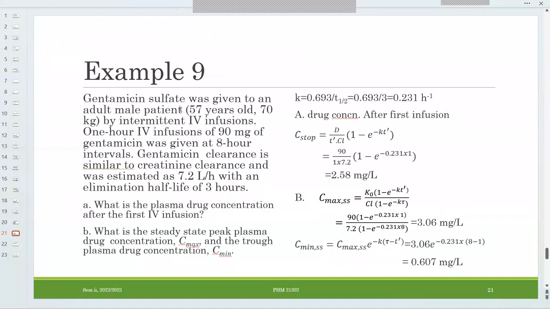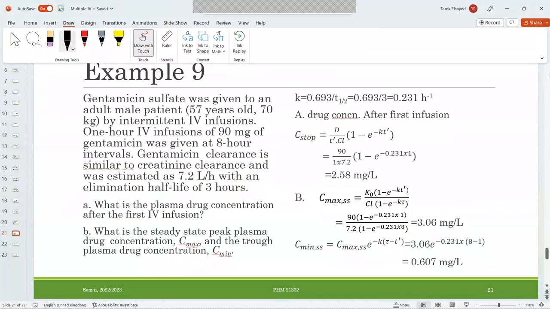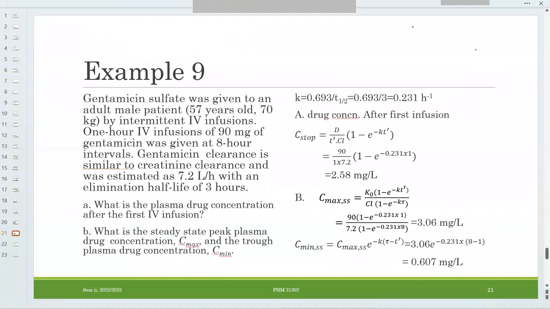Gentamicin sulfate was given to an adult male patient by intermittent IV infusion. 1 hour IV infusions of 90 milligram of gentamicin were given. So here you should understand the meaning of these terms. If you say 1 hour infusion, then T prime equals 1 hour. 90 milligram is the dose. IV infusion was given at 8-hour intervals, which means tau equals 8 hours.